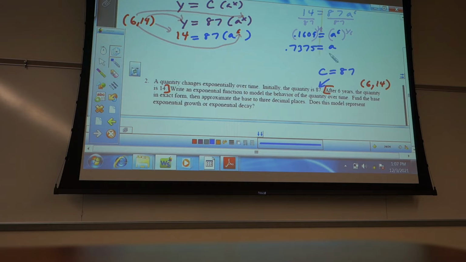0.7375. All right, so to 3 decimal places. Are you kidding me? All right, well that's annoying. To 3 decimal places, it would be 0.737, because there was a 4 next, so that rounds down to 0.737.